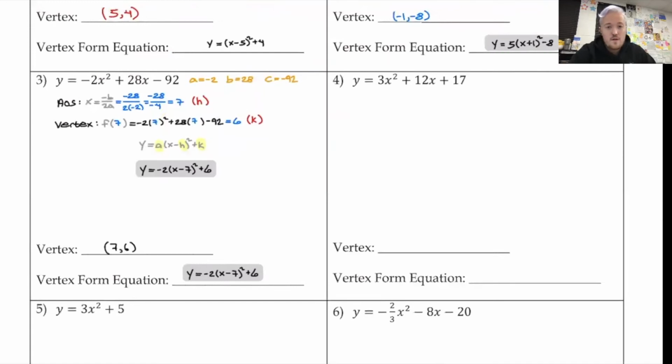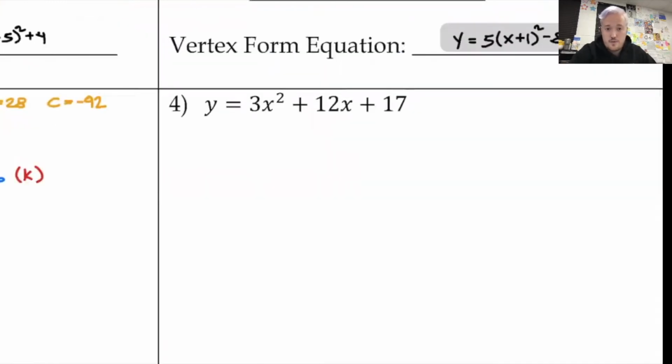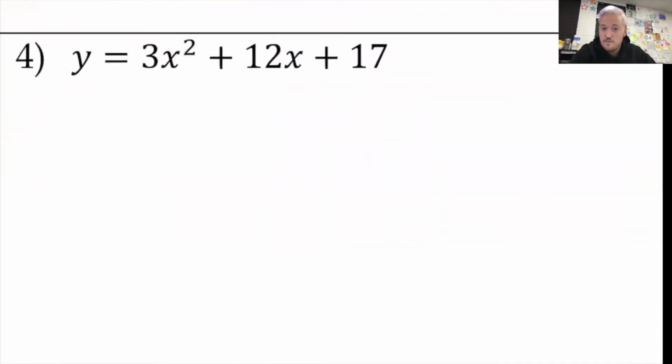Okay. All right, if you didn't pause on the last one, I would definitely say pause on this one, try this one on your own, or try this one on your own again. It's up to you.